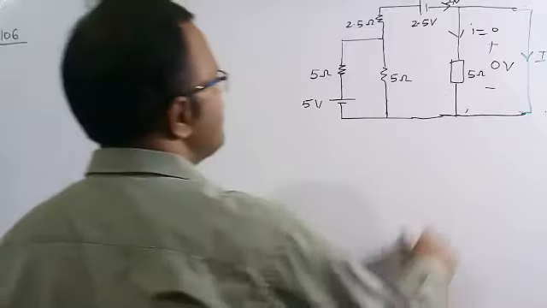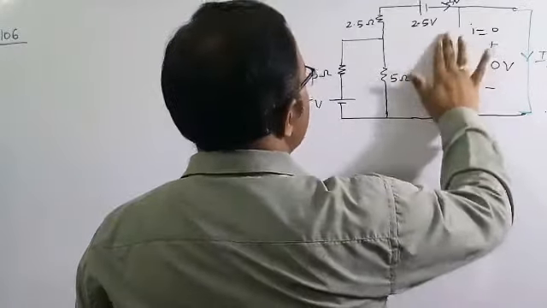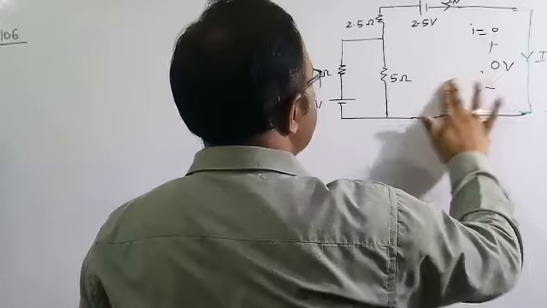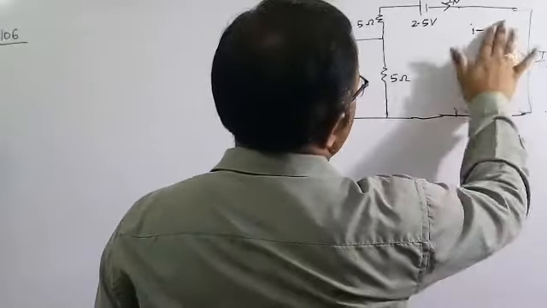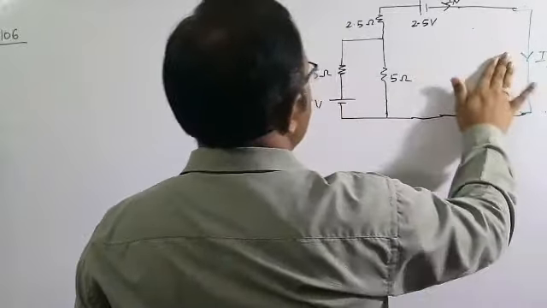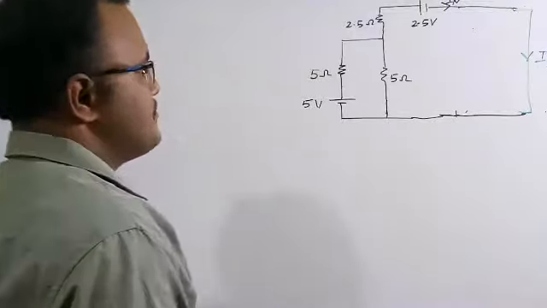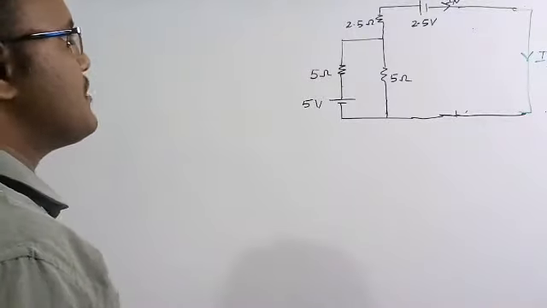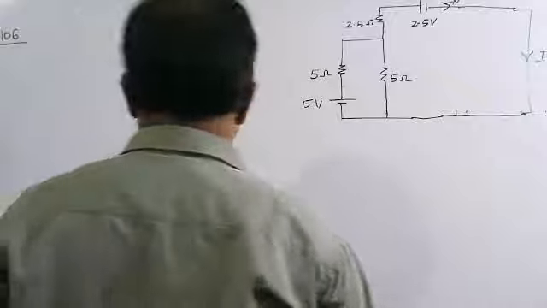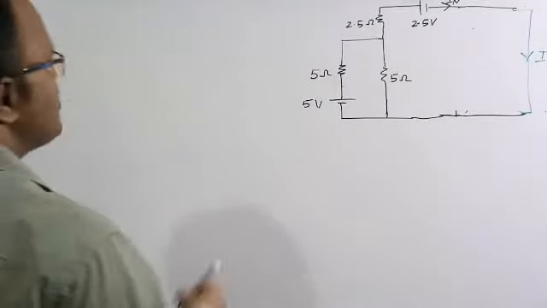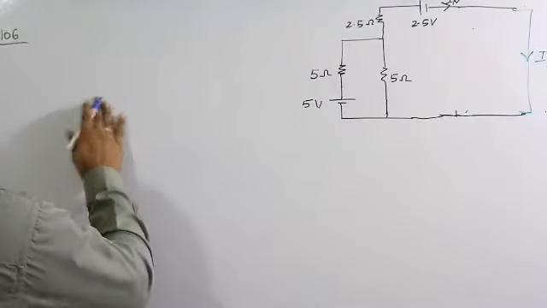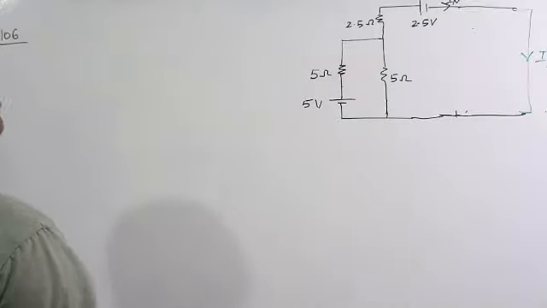So I am going to neglect this branch because the current in it is 0 ampere. So now this is a simpler circuit. Again I want to do the simplification of this circuit. So I am going to redraw the circuit so that it is clearly visible how to do more simplification.